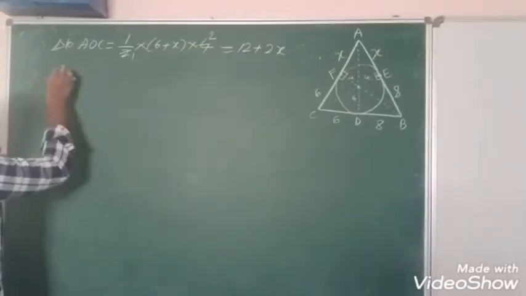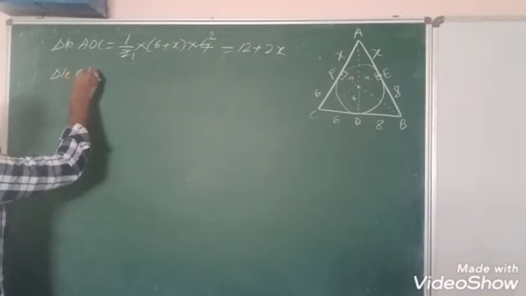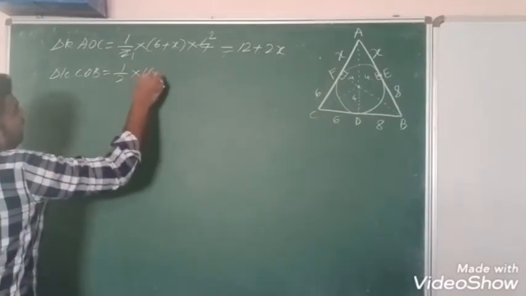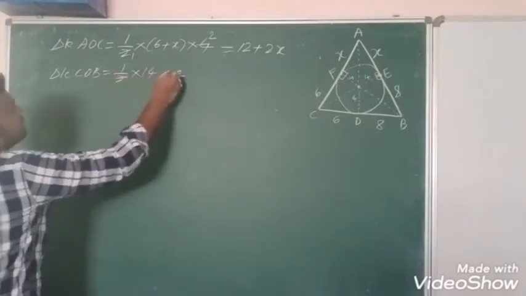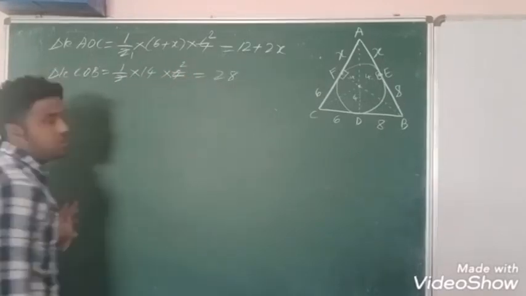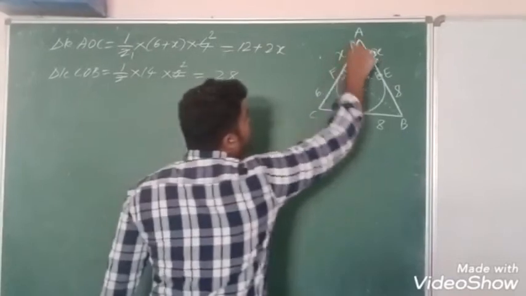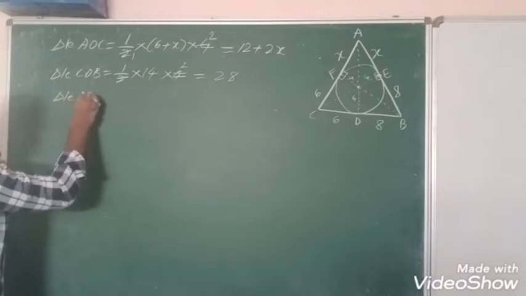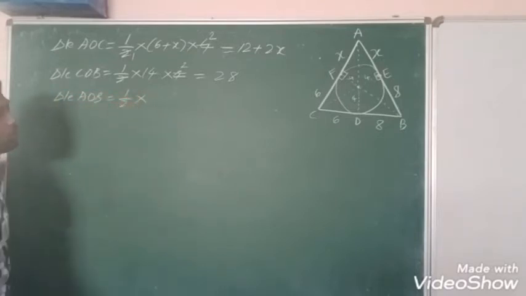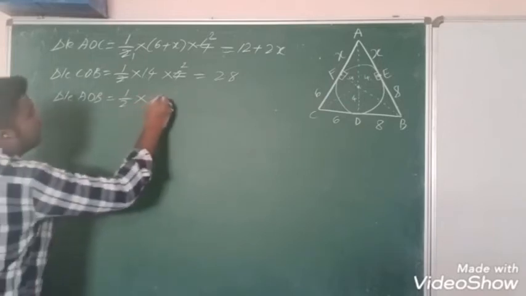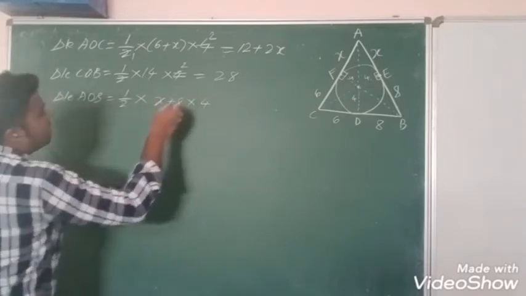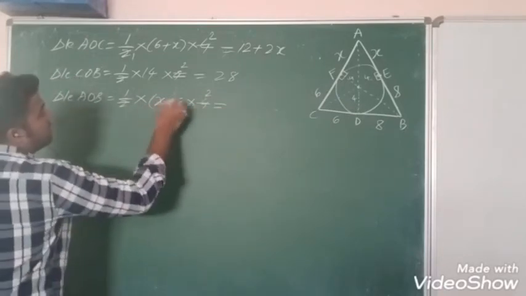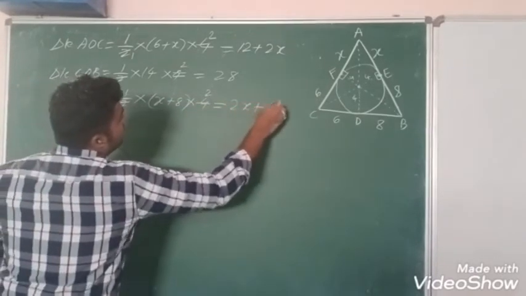Then for another triangle, COB, there also it is half into base. You can see 6 plus 8 is nothing but 14, and the altitude is nothing but the radius, 4. 2 ones are 2, 2 2s are 4. So 14 into 2 is 28. That is the second triangle. The third triangle is AOB. Half into, what about the base? You can see x plus 8 is the base, into again the height 4. 2 2s are 4. Now multiply this along with this: 2x plus 16.